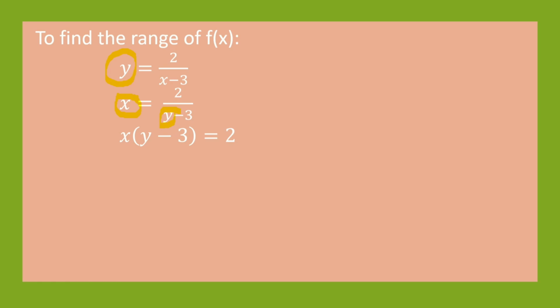multiplying. So, we get x times y minus 3 is equal to 2. Then distribute. We are going to have xy minus 3x is equal to 2. Then transpose negative 3x. We are going to have xy is equal to 3x plus 2. Then divide both sides of the equation by x so that we're going to have y. Y is equal to 3x plus 2 over x.